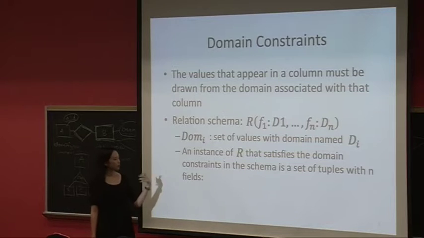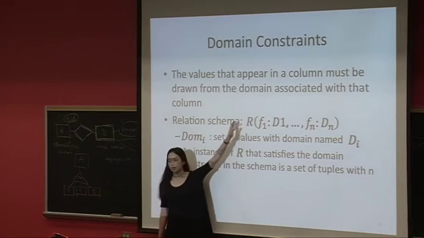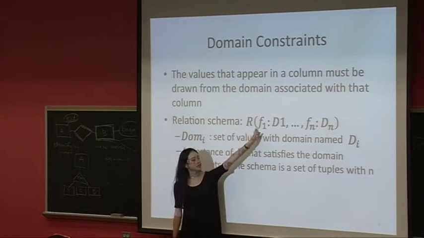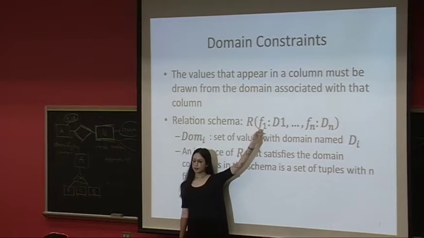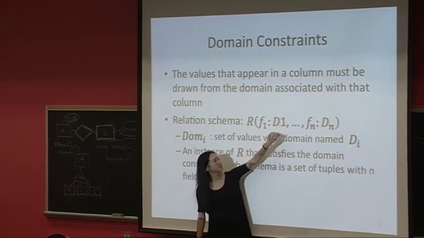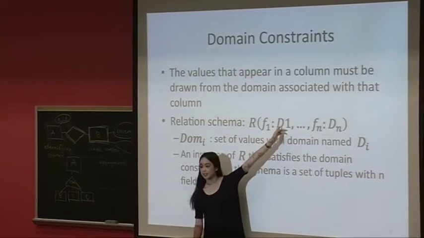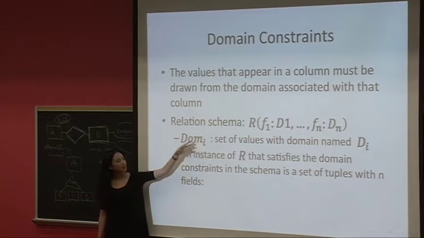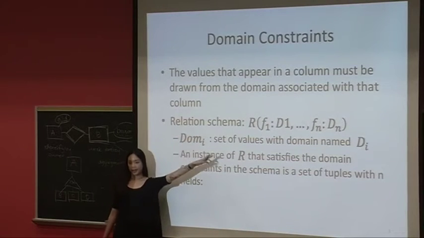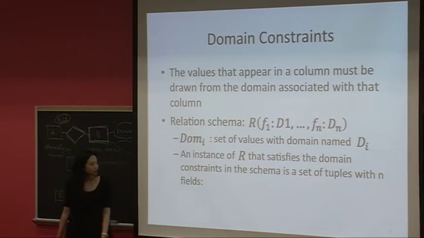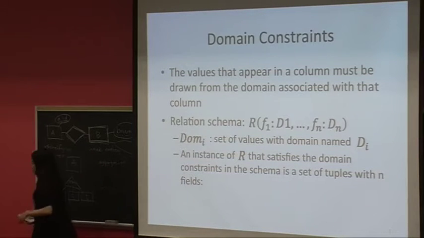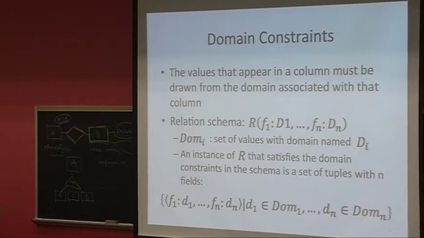And before we wrap up the lecture, you guys quickly wrote down R is the relation schema, right? What does F mean? That's the field. And, oh, I didn't fix it, but 1 is subscript. So D is the domain, right? So we said DOM(i) is the set of values in domain i. Okay? So we want to write up an instance of R that satisfies the domain constraints in the schema. So we can write it this way.